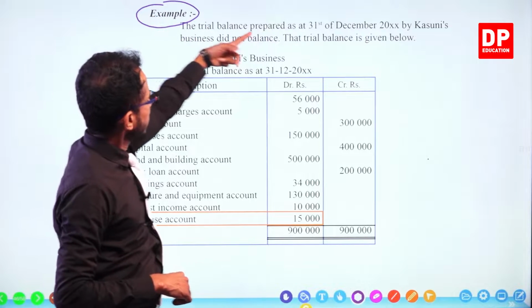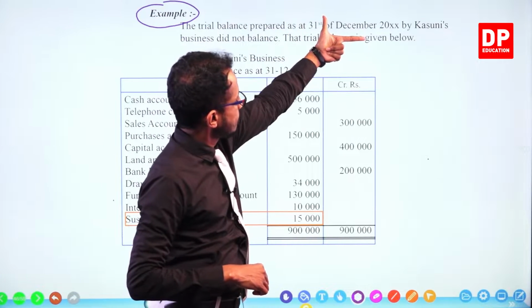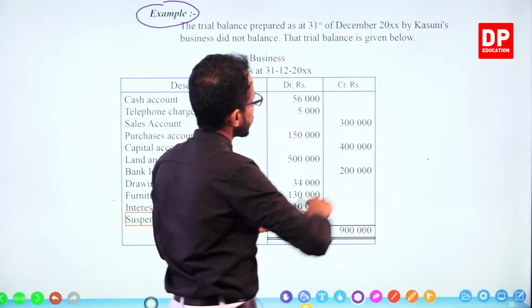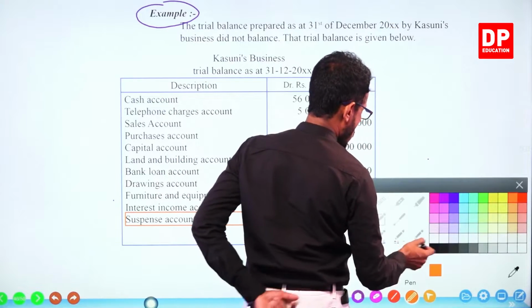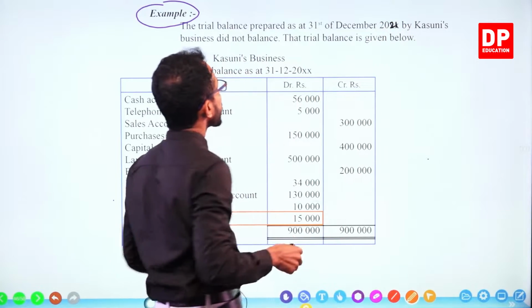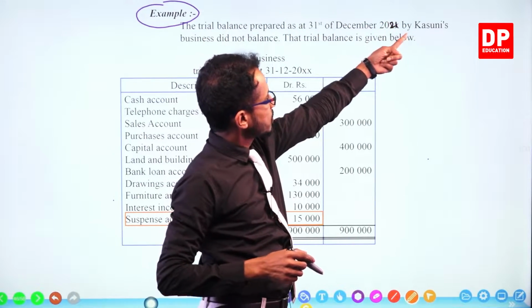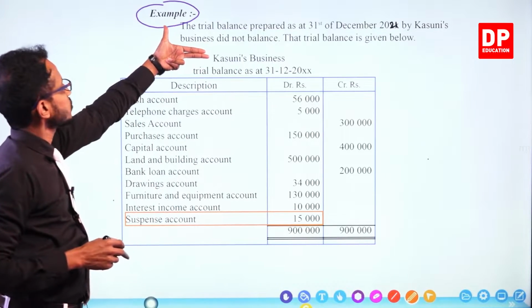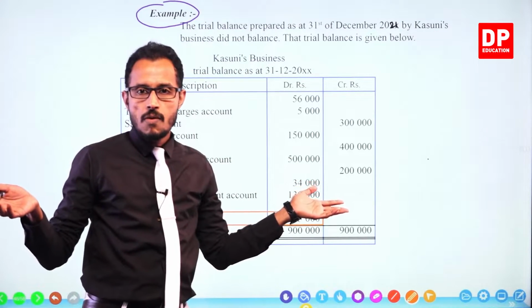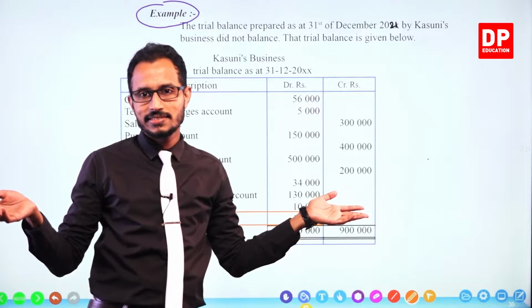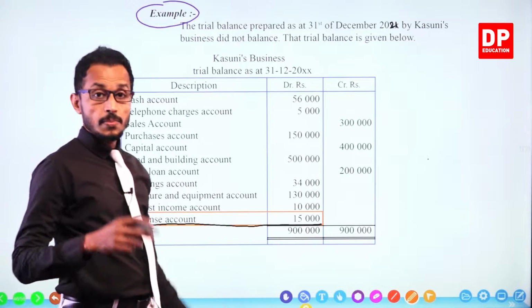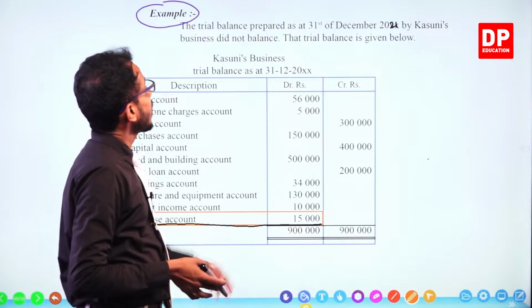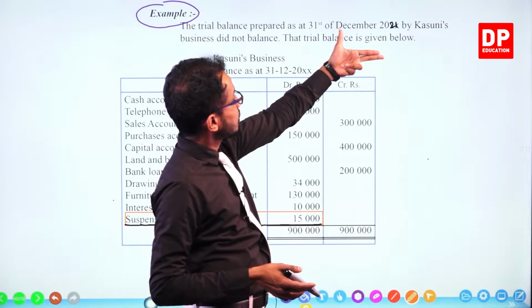Trial balance prepared as at 31st of December 2021. Kasuni's business. It did not balance. Yeah, we can see that. If you can see that, it has not balanced. The suspense account is right here. That's what I showed you right at the beginning. So it has not balanced.